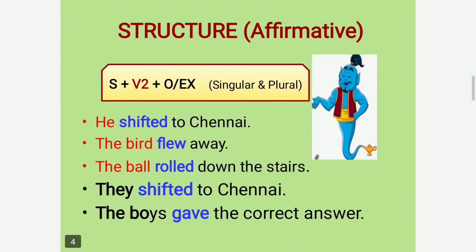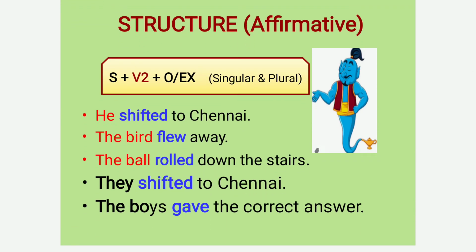What is the structure of an affirmative sentence? Affirmative is nothing but the positive sentence. A sentence without the negative word not is called an affirmative sentence. We use the same sentence structure for both singular and plural subjects. Either singular or plural subject, we use only the past form of the verb. But in simple present tense, the verb changes as per the number of the subject. In past tense, we use only the V2 form of the verb, either with a singular or plural subject.